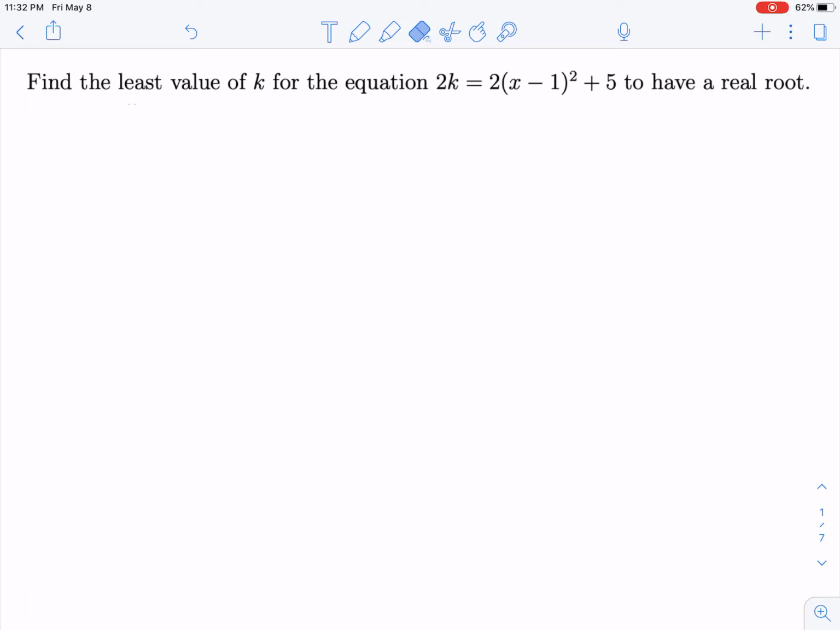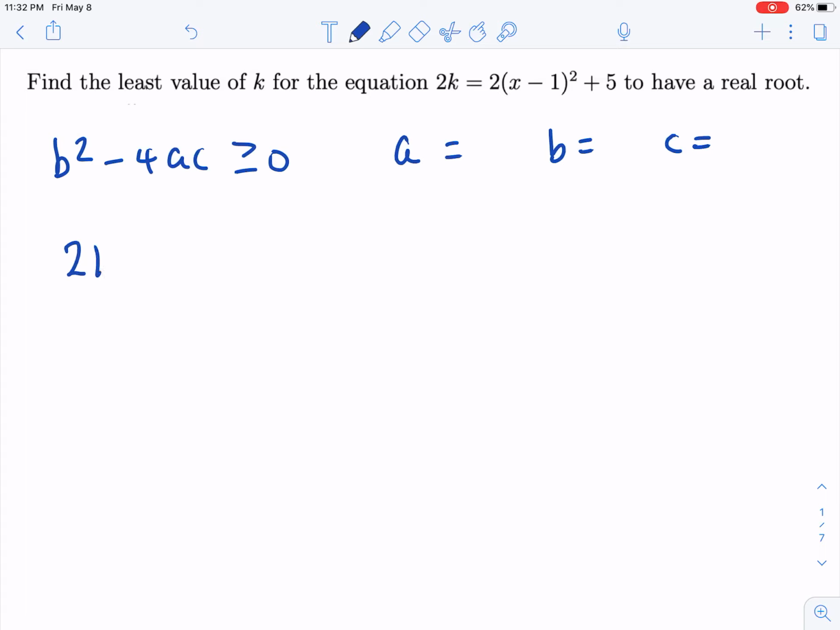Alam din natin that for a quadratic equation to have a real root, dapat yung kanyang discriminant ay greater than or equal to 0. And yung discriminant natin ay b squared minus 4ac. So dapat greater than or equal to 0 yan. Ibig sabihin, hahanapin lang natin yung value ng a, b, tsaka c. No? And we can do that by solving and simplifying the equation.